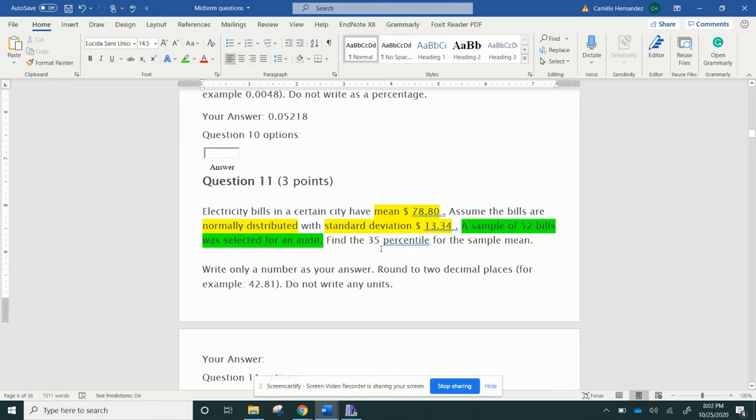Find the 35th percentile. All right, so this is different. 35th percentile. Okay, it is different, but it's not too different.